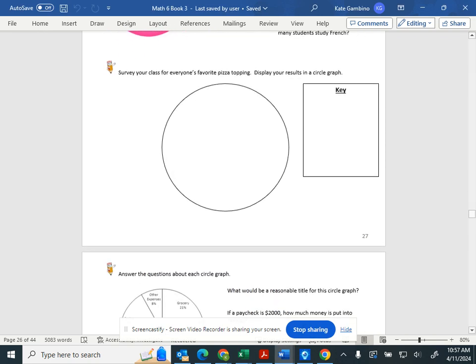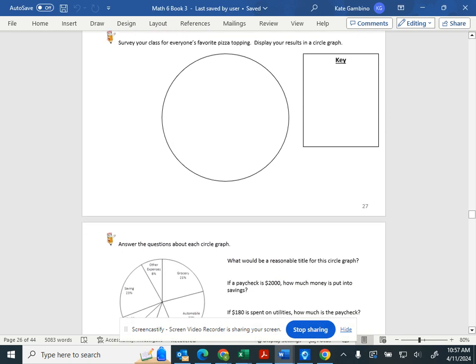Now, it says survey your class for everyone's favorite pizza topping. Display your results in a circle graph. So let's come up with 5 toppings for a pizza, and you're going to tell me which one is your favorite. Okay, so somebody tell me one of your favorite toppings. Callie: Cheese.